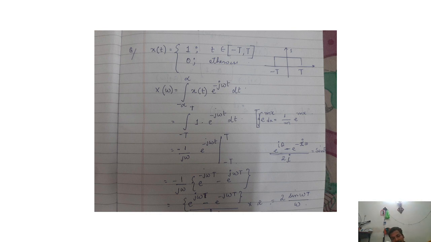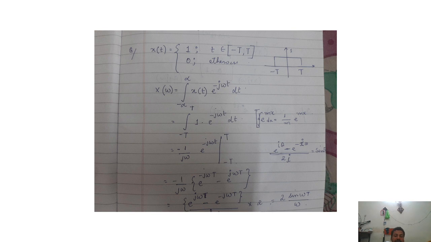Let us consider we have a square wave, or we can say rectangular wave, whatever, and the value of this pulse will be from minus T to T, as it's written. X of t is equal to 1 in the range of minus T to T, and it is 0 elsewhere.